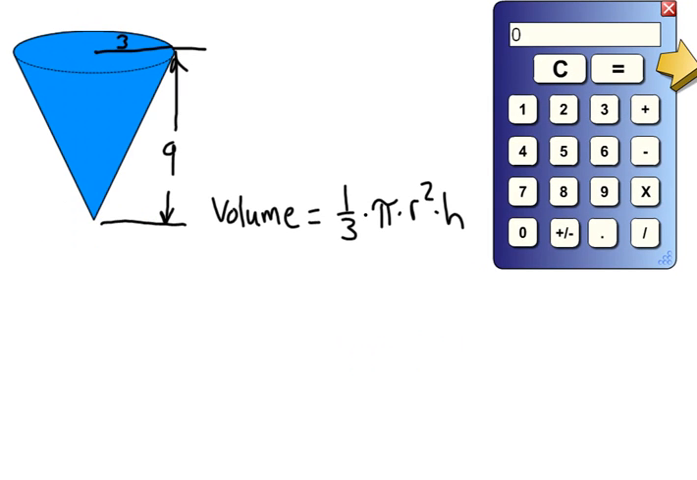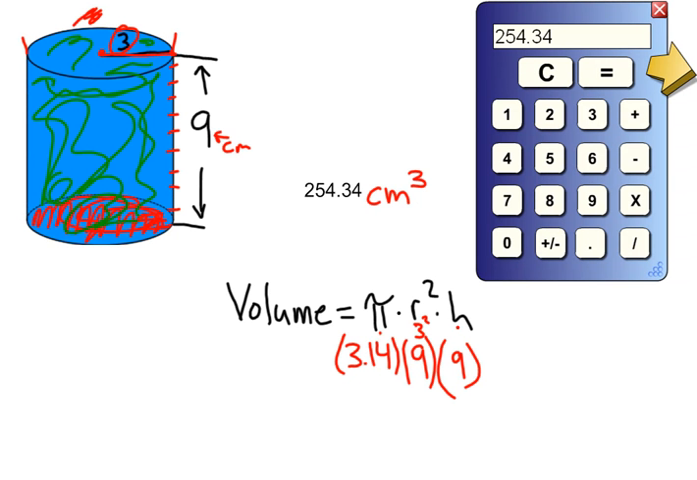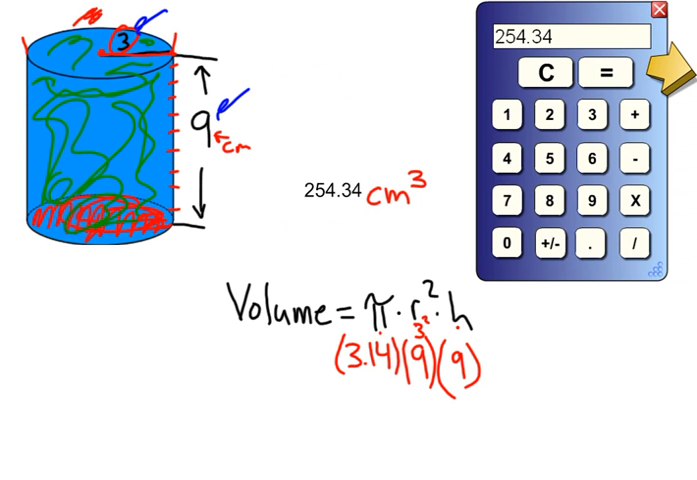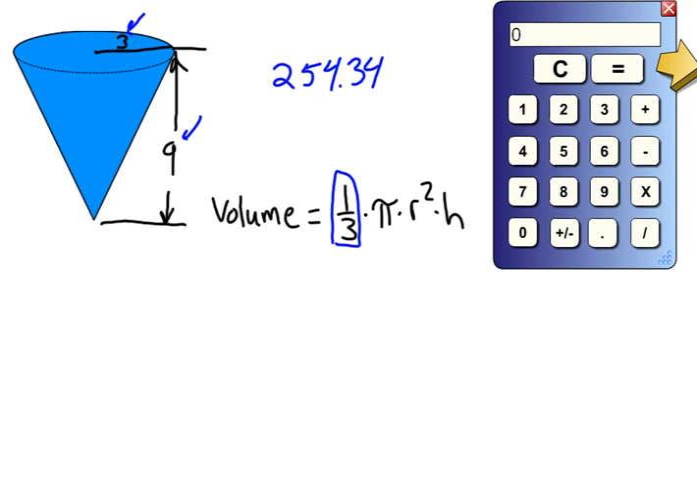Next, we're going to look at the volume of a cone. Now, this cone, if we jump back and forth real quick, you can see it has the same radius and the same height. And in those situations, the same radius and the same height, we already know that the volume of the cone is only going to be 1/3 of our cylinder. So if we take our volume of our cylinder, which is 254.34, let me make sure I was right. Yep, right there. And we just multiply that by 1/3.